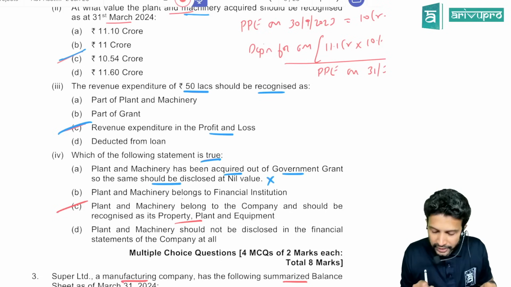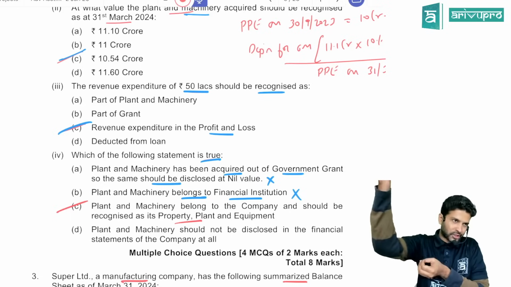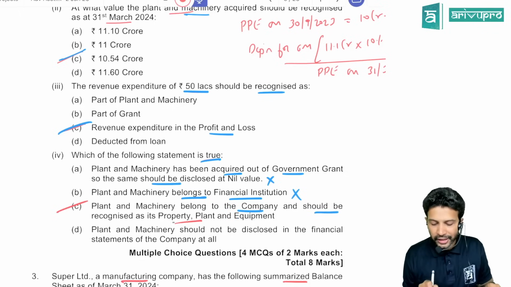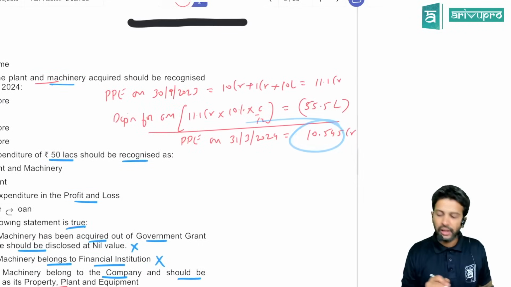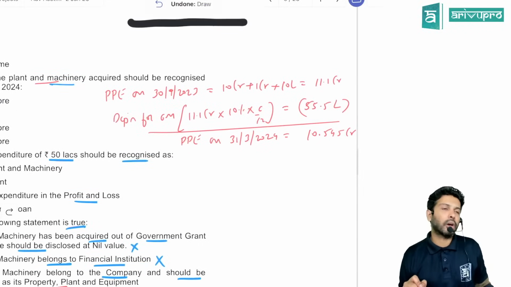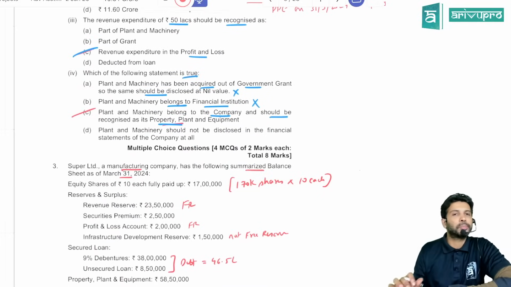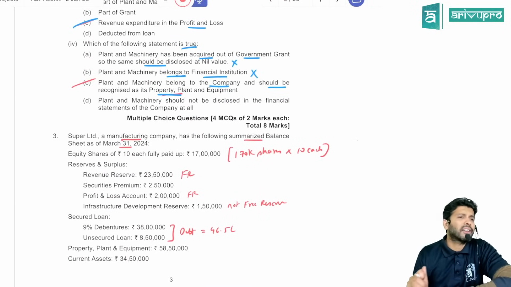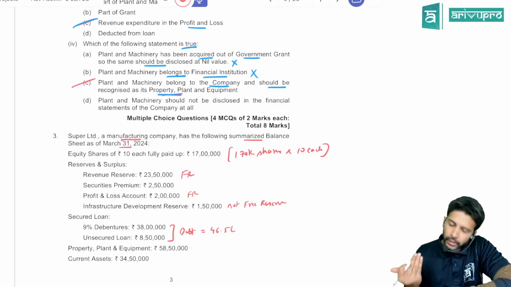No. Plant and machinery belongs to a financial institution. You took a loan? No. So the asset belongs to that financial institution? No. Plant and machinery belongs to the company and it should be recognized as PPE. Yes, this is the right option. And it should be recognized at what value? 10.545 crores at the end of the year. So C for Chennai is the right option for this particular MCQ question. So far, looks like all the MCQ questions are straightforward. Nothing much there. Yes. Can I move along?